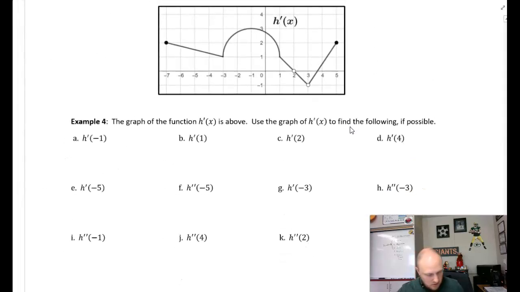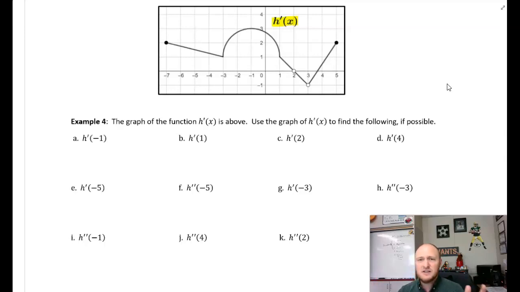Okay. So here is example 4. And I'll have you try some of these on your own here in a second. But I want to point out a little nuance on this problem, okay? One, they say the graph of the function h prime of x is above. This is a graph of the derivative of h of x.